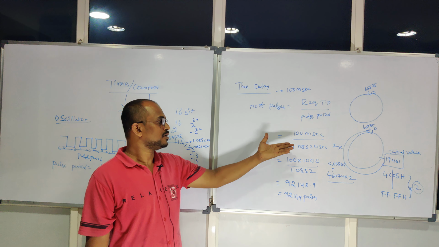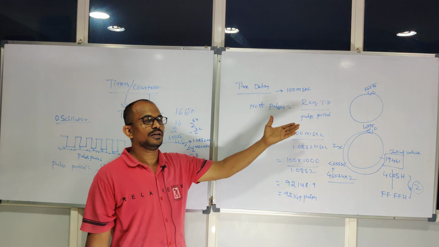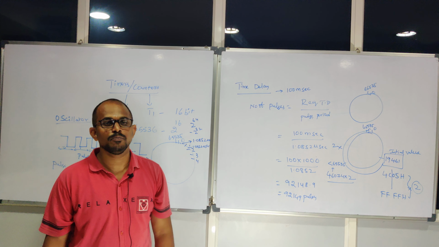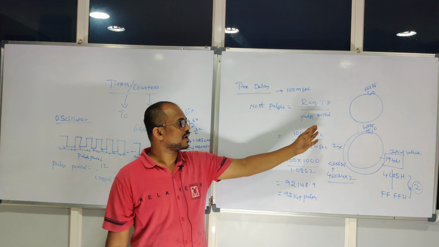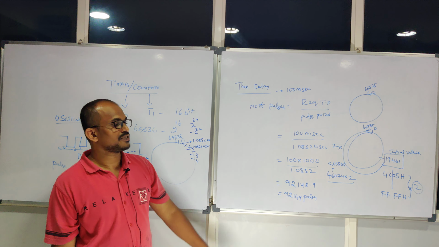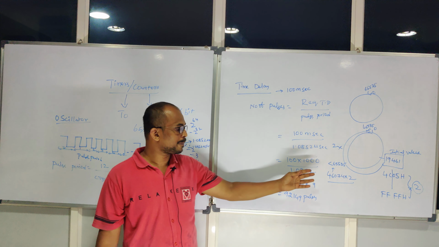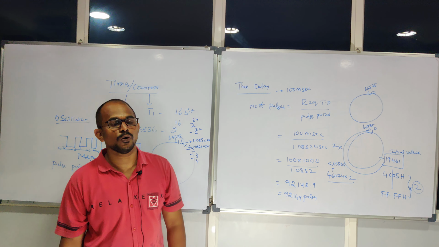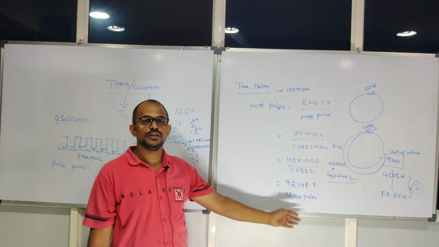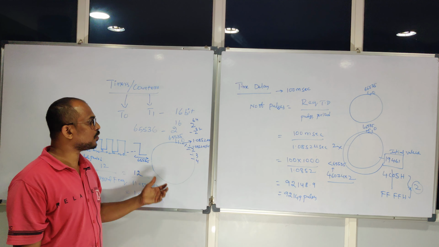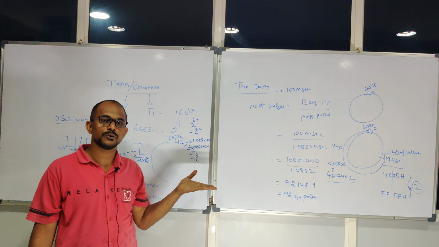1.0852 microsecond. So that 1.0852 microsecond, you cannot cancel with this 100 milliseconds, so I am just converting this 100 milliseconds to microseconds, just multiplying by 1000. So I am getting 92,148.9.